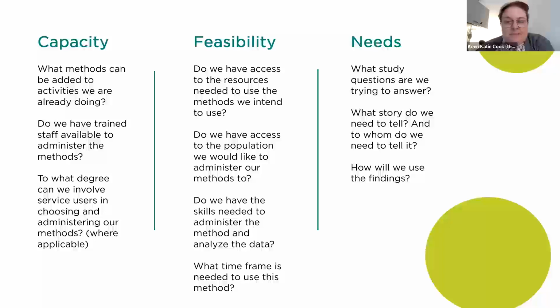Next, we move on to feasibility. So one of the first questions we need to ask there is, essentially, do we have access to the resources we need in order to use the methods that we intend to use? So for example, if we're wanting to use an arts-based method for our evaluation, do we actually have the needed art modalities? If we want to do photo voice and ask participants to take photos of their experiences, do we have the ability to give them access to digital cameras if they don't already have that access?